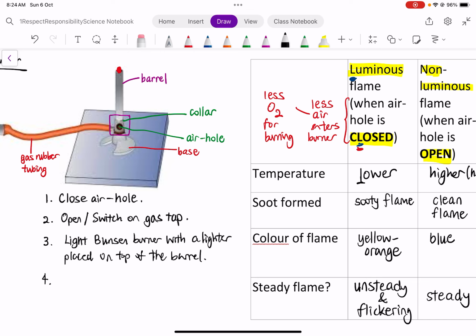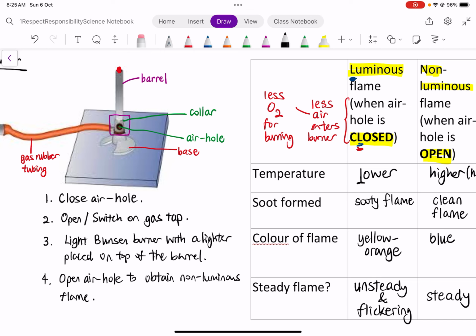Now, after the flame is lit, remember the air hole is closed. Air hole closed, luminous flame. But we want the non-luminous flame. If you want a non-luminous flame, you will now open the air hole to obtain non-luminous flame. So these are the quick steps to light a Bunsen burner. Remembering the first step must be to close the air hole first.